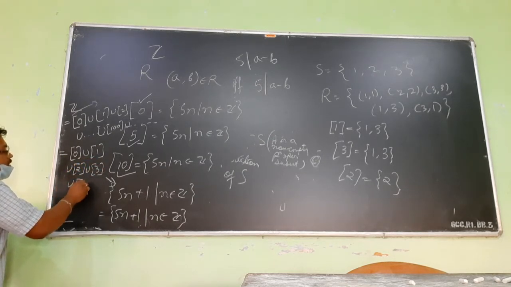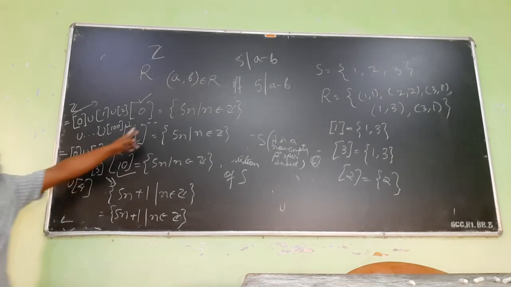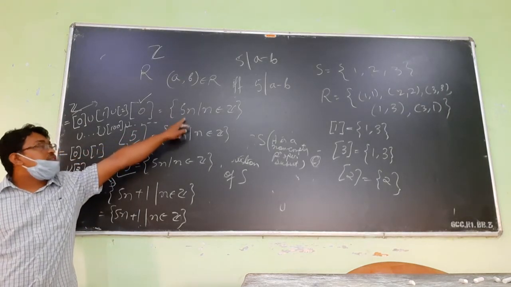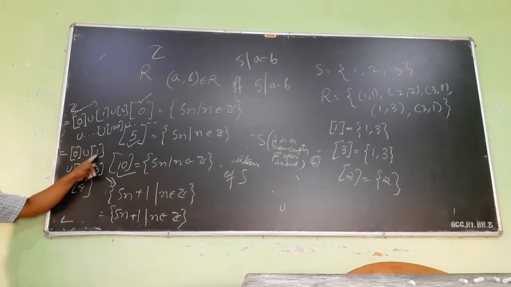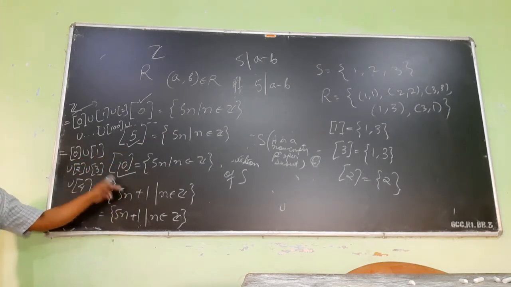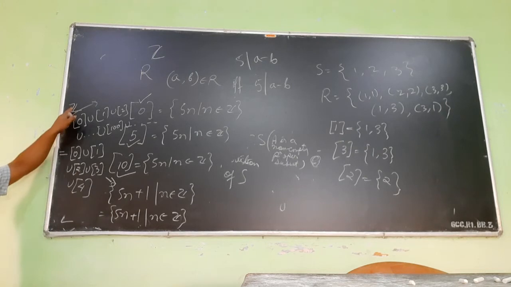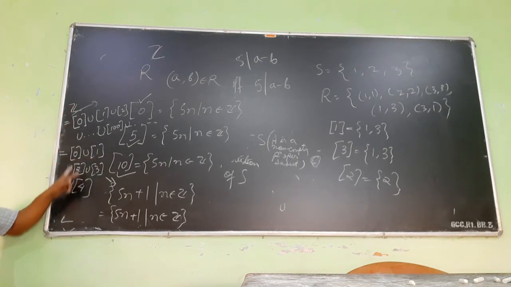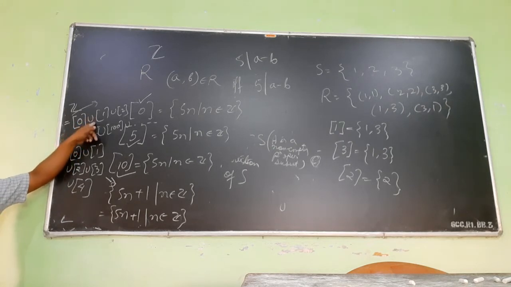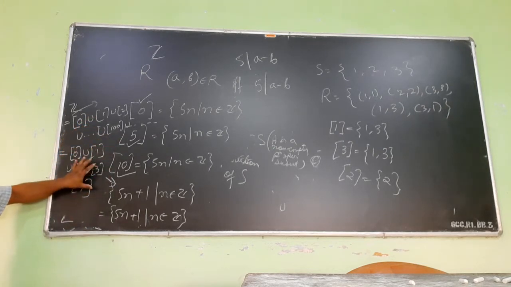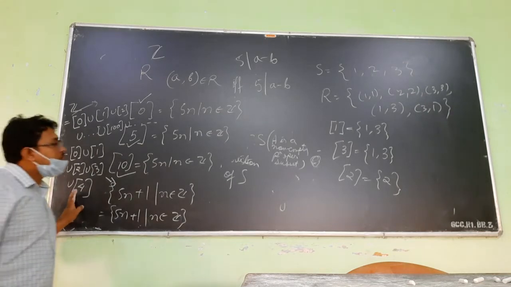This 0 represents all the numbers which are multiples of 5. 1 represents all the numbers which leave remainder 1 when divided by 5. So Z can be written as the union of only these 5 classes. We select the representatives so that each class is represented only once in the union. In that case, we can identify a partition. So it is important for us to select the representative. This is what we do.